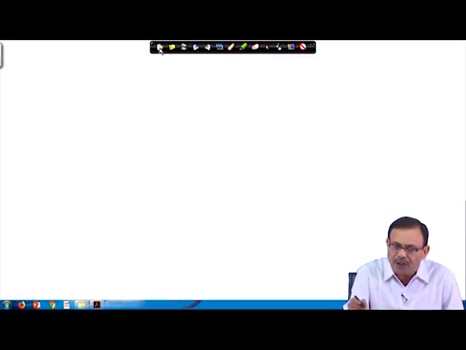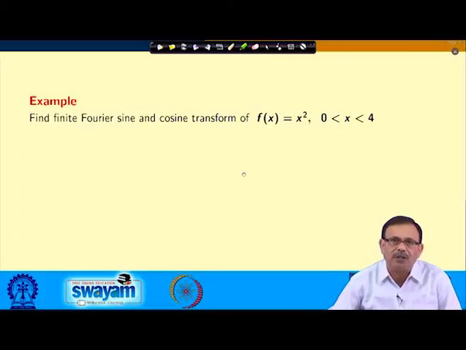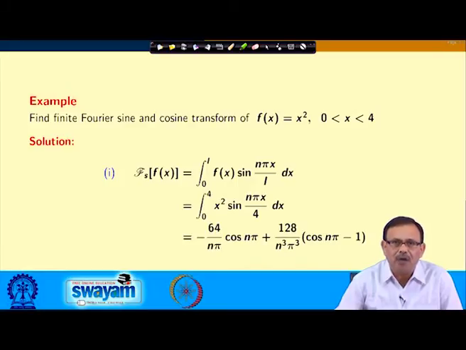Let us see once. When I am doing this finite Fourier sine transform, I am writing the integral from 0 to L of f(x) sin(n pi x by L) dx, where L is 4 and f(x) is x square. If I evaluate the integral, I will obtain this particular result.